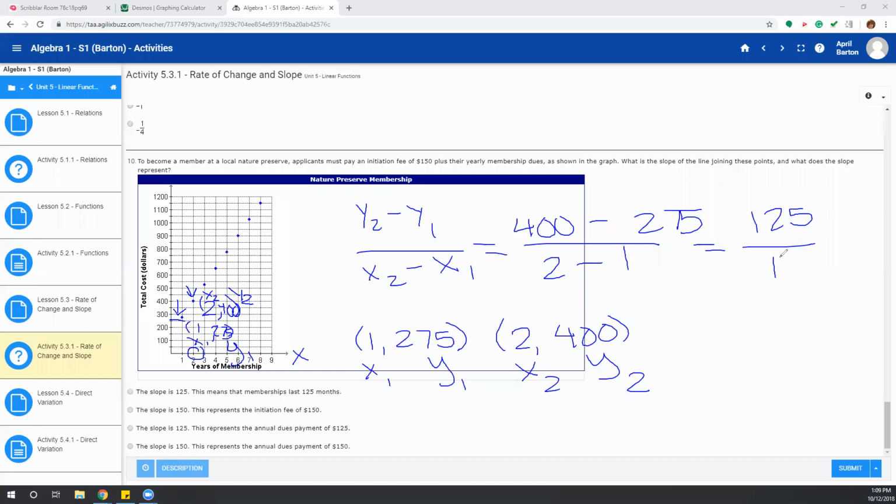So this time, 125 over 1, we don't have to leave it as a fraction. 125 divided by 1 is exactly 125. So that eliminates some of our answers. We know the slope is 125, and we just have to decide, well, what does that mean? This time, slope is going to be that yearly membership dues. The slope is always something that's changing over time. Okay. So does that make sense? The slope is 125, and this represents the annual dues of 125. Yes, you're paying it every year.